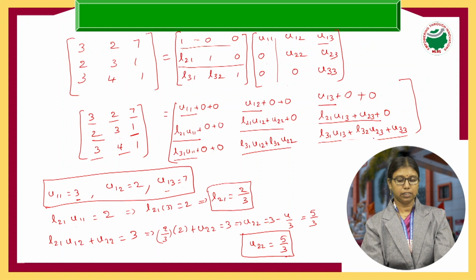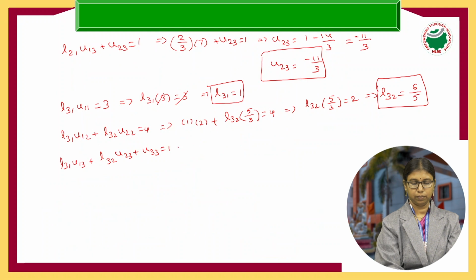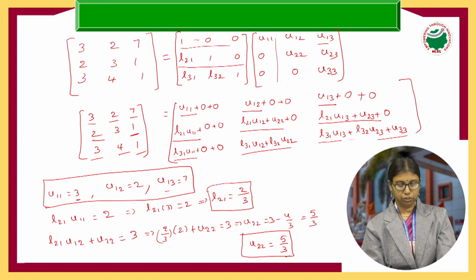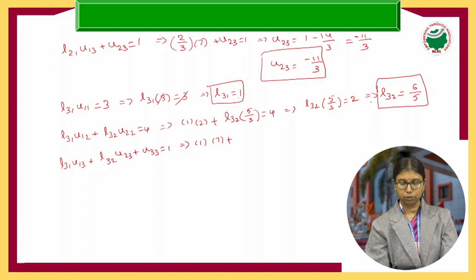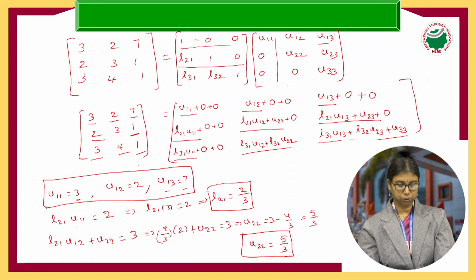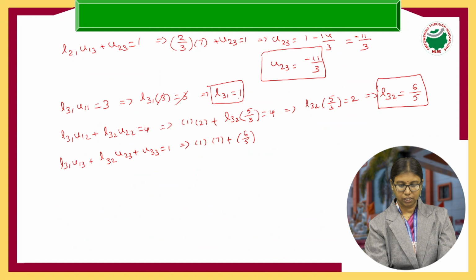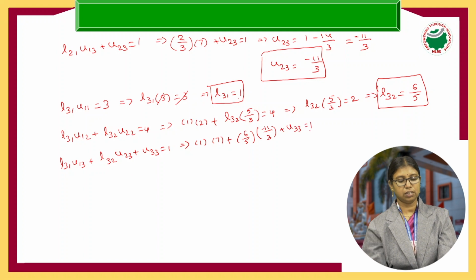L31 U13 + L32 U23 + U33 = 1. Now substitute the known values. L31 we know is 1, into U13. U13 is 7. So this is 7 plus L32, which is 6 by 5, into U23. U23 is minus 11 by 3, plus U33. We have to calculate U33. This is equal to 1.